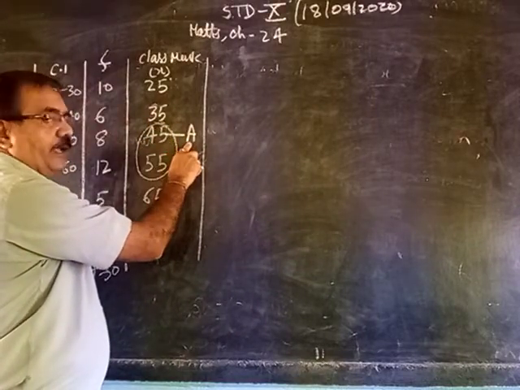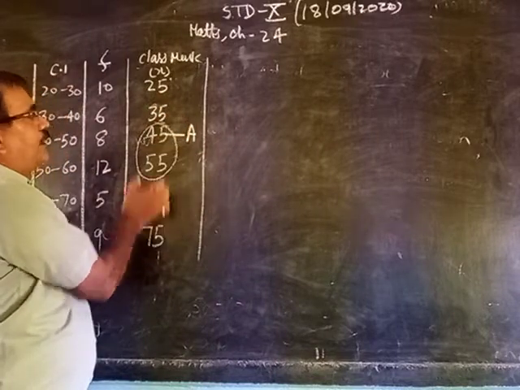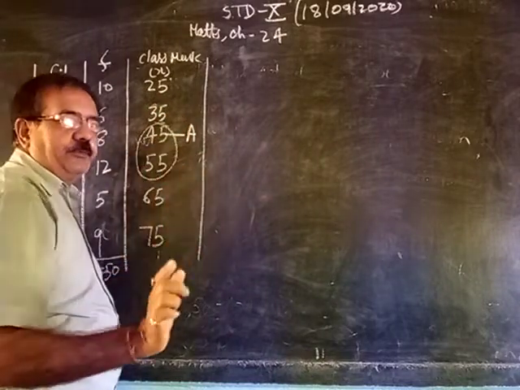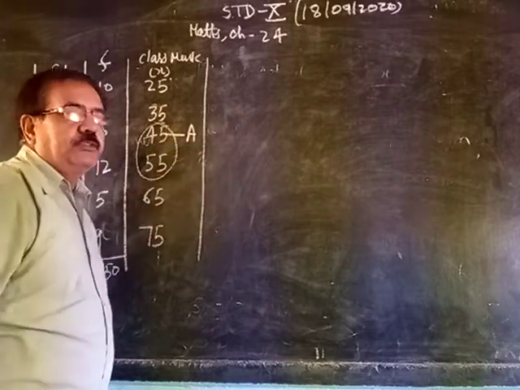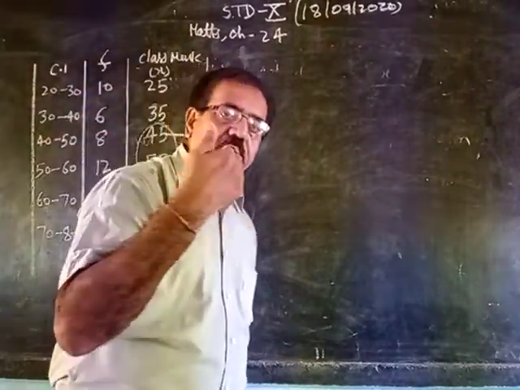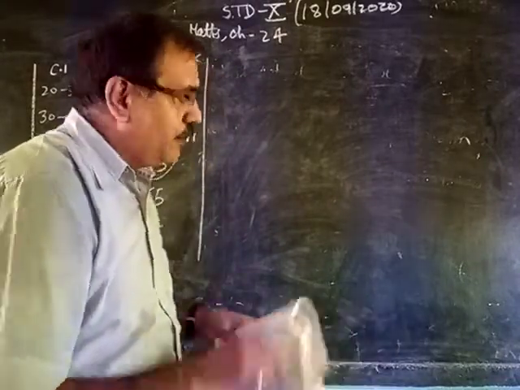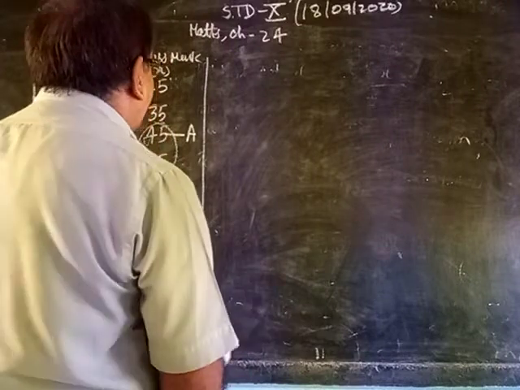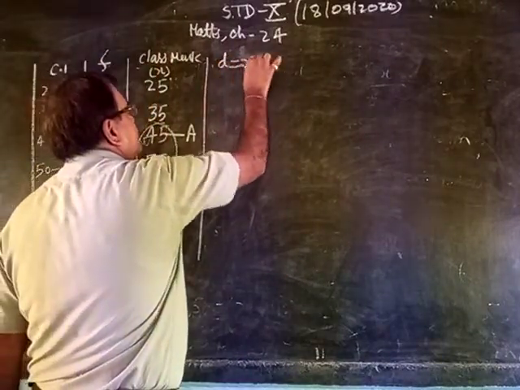Always take the first one as A, the assumed mean. If there is an even number of terms, two terms will be in the middle, and the first one you suppose as A, the assumed mean. If odd, then one term will be in the middle, and there is no confusion. Only in even are there two terms. Always take the first one. After the assumed mean, we have to find the deviation D, x minus A.